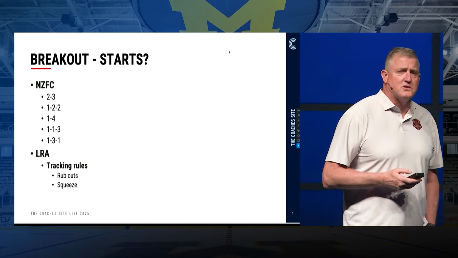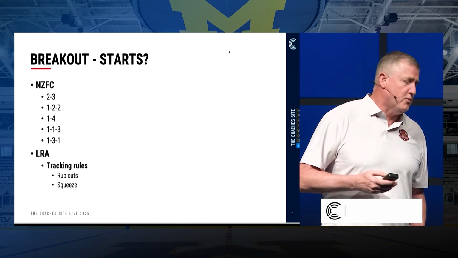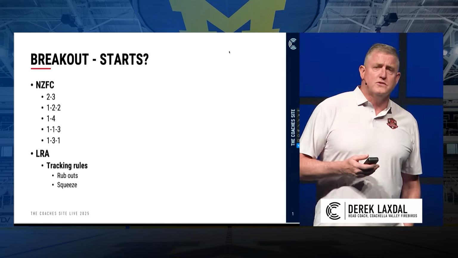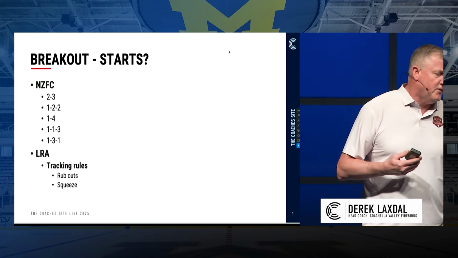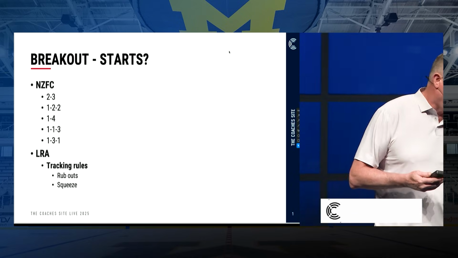So when does a breakout start? For me and my staff, the breakouts start off the neutral zone forecheck. You're going to be running a 2-3, a 1-2-2, a 1-4, a 1-1-3, a 1-3-1. And the big thing for us is once they come through the neutral zone, what are we doing? If it's a line rush against, you have tracking rules in place. Everybody's got different rules. So that's where the breakout starts for me.